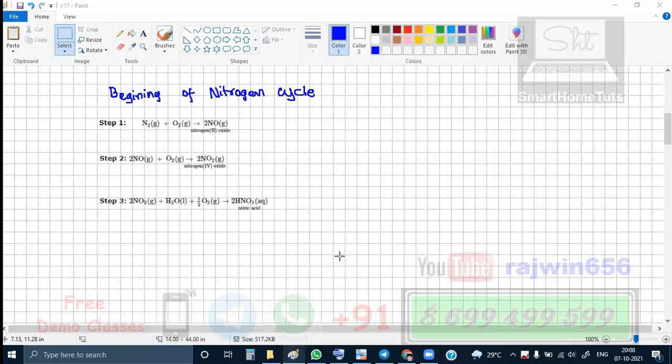This is the title you are going to put: beginning of nitrogen cycle. First step is combination because of lightning, nitrogen and oxygen to give nitric oxide. Further oxidation to nitrogen dioxide, NO2, and then reacting with water and oxygen to form nitric acid. This nitric acid will come down. It will be absorbed by plants in the form of nitrates, which will be converted into proteins. Just take this down.